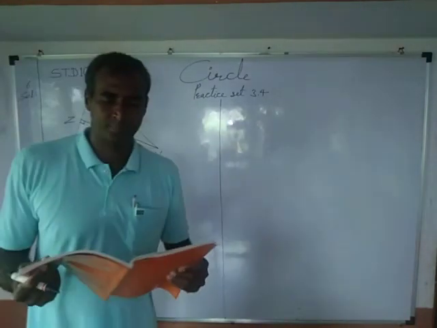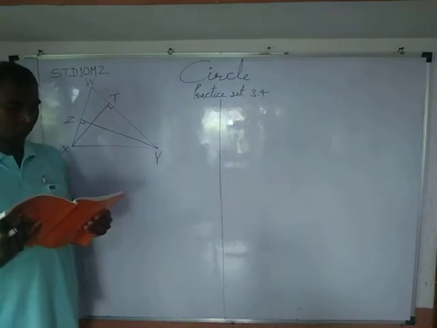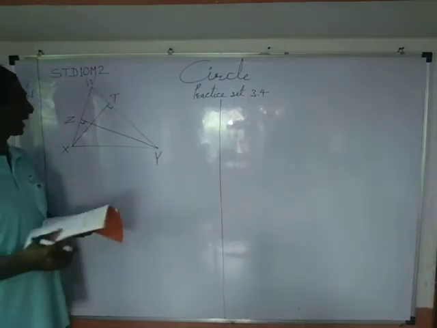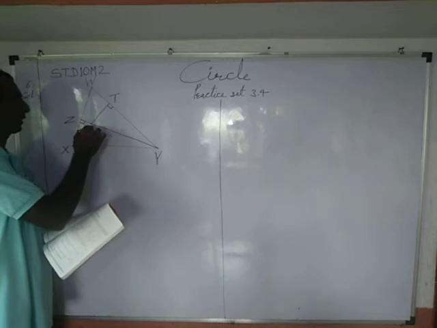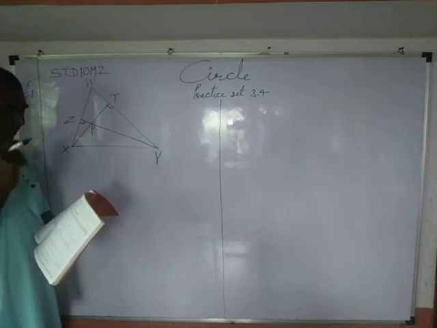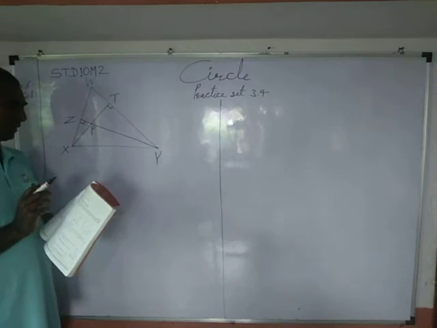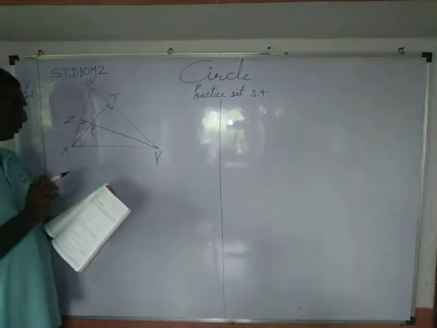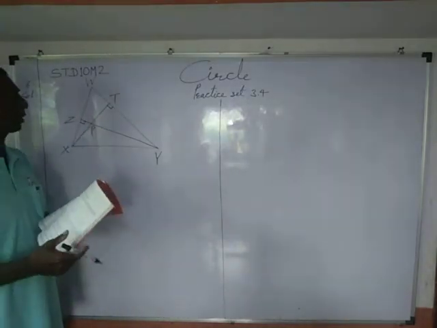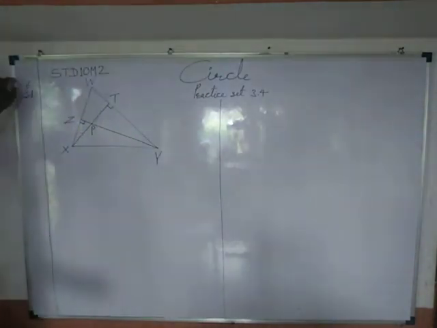Question 6. In the figure, altitudes YZ and XT of triangle WXY intersect at P. Prove that number 1, quadrilateral WZPT is cyclic, and number 2, points X, Z, T, Y are concyclic. Now let's prove these things one by one. Question 6, solution.